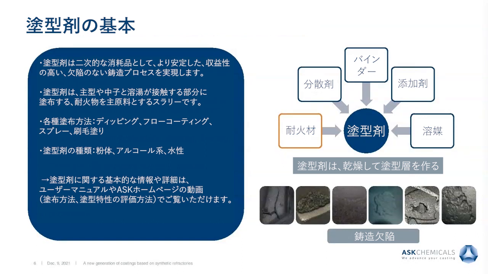As you as foundrymen know, there are different applications available like dipping, flow coating, spraying or brushing, and also different types of coatings available as powder, alcohol-based or water-based coatings. If you need more information or details on coatings, you can find it in our user manual or in our application videos on our website.